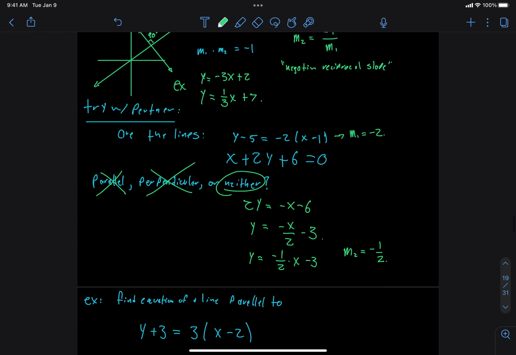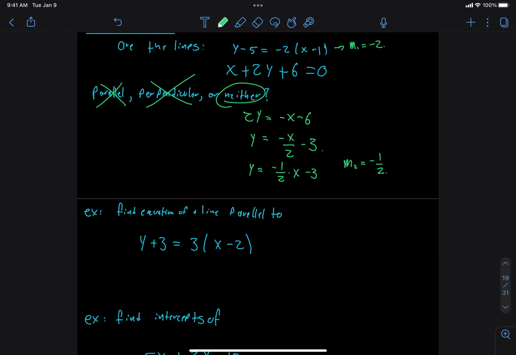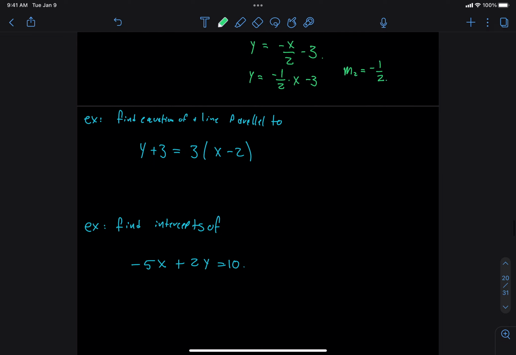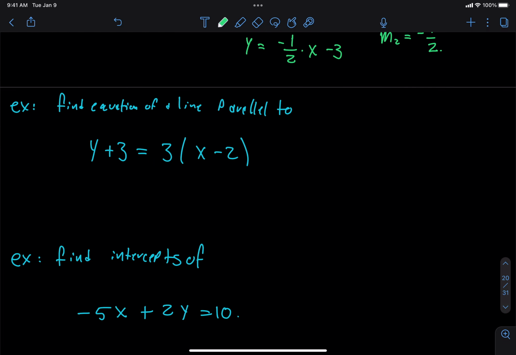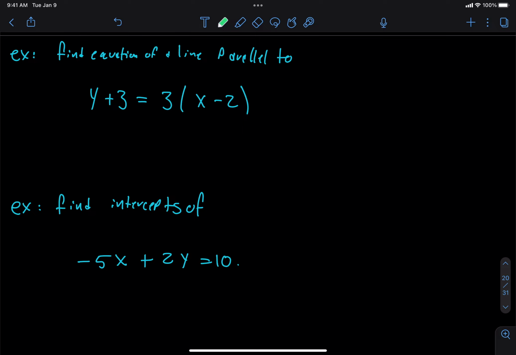Okay. So do we feel a little better about perpendicular and parallel lines after that example? Okay, cool. Then let's move on to a harder problem, which I'll guide us through. Not that I don't think you could do it. I think you could definitely do it. But for time's sake, I'm going to do it.